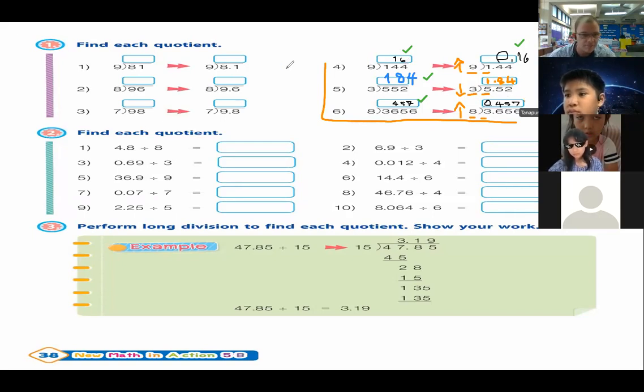Yeah, that is correct. 0.457. Good job. Okay, so we have a couple more. We have 9 more questions here at the bottom. I want us to try and solve them, and write your answers in the blue blocks.